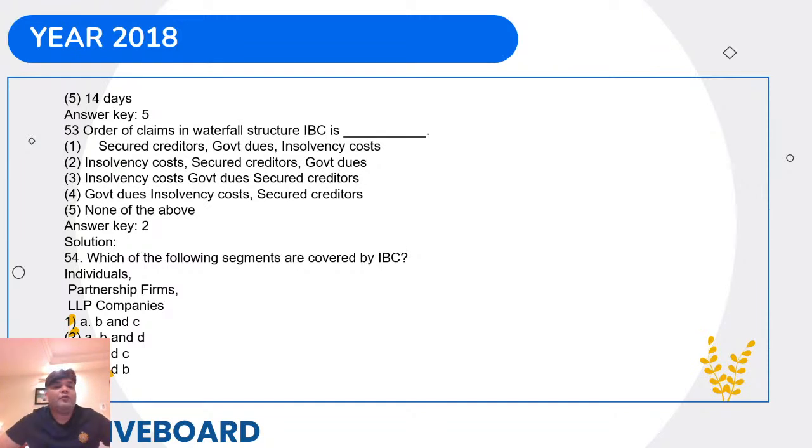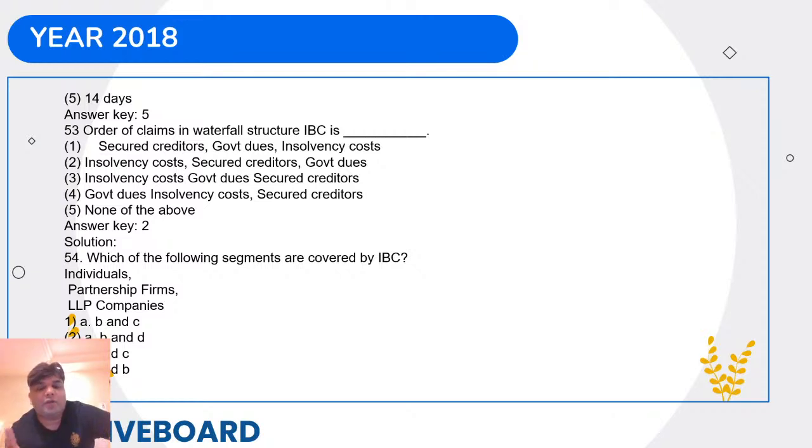Question number 53. Order of claims in waterfall structure IBC is. See, before talking about the answer, I want you to understand that insolvency and bankruptcy code is like a company which is getting liquidated. If the company gets liquidated, then suppose for example, a company was valued at 100 crore rupees, but now it is getting liquidated because of losses due at about 30 crore rupees after auctioning process and after restructuring of loans. Now the 30 crore rupees which is coming into the system, that has to be distributed amongst people. That has to be distributed among shareholders, that has to be distributed amongst the employees. So in what order will the priority be given?